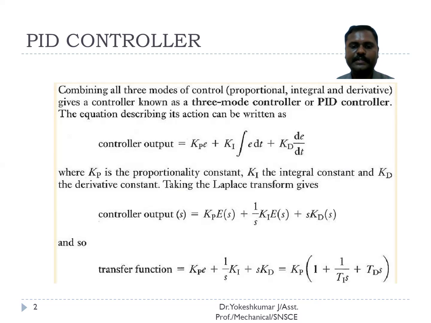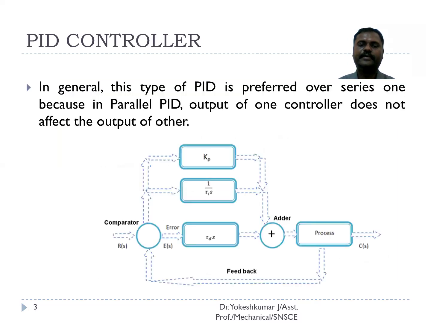The controller output is equal to KP E(s) plus 1 by s KI E(s) plus s KD E(s). So the transfer function can be derived as KP plus 1 by s KI plus s KD, which is equal to KP of 1 plus 1 by TI s plus TD s, where TI is the integral time constant and TD is the derivative time constant. And this is the mathematical equation.